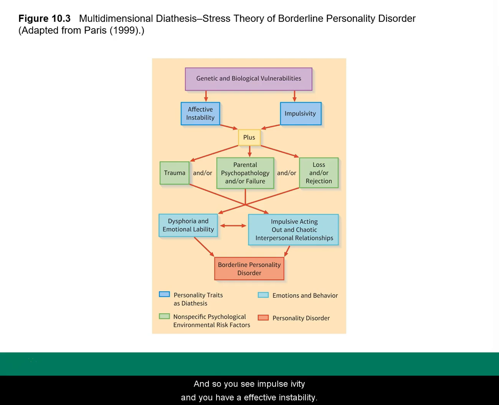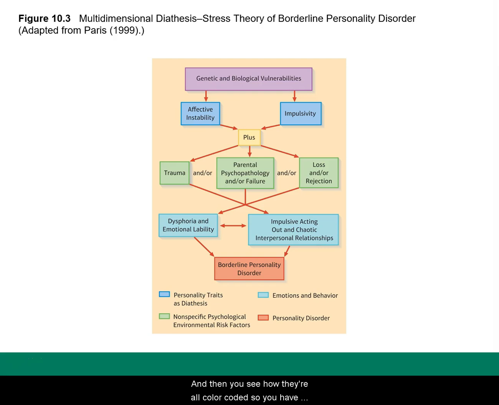And so you see impulsivity and affective instability. Those are there. Plus, something happened. Maybe it was trauma. Maybe it was parental psychopathology. Maybe it was loss or rejection. And these became triggers to then cause the emotional lability that you see, the impulsive acting out, the chaotic interpersonal relationships, and therefore borderline personality disorder.